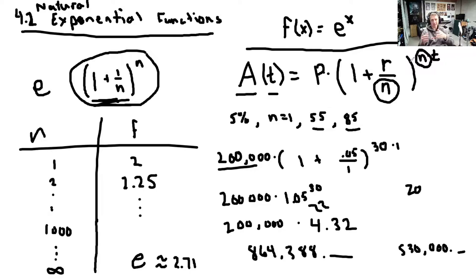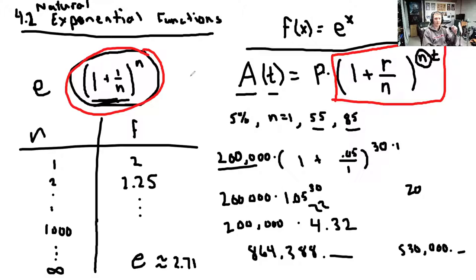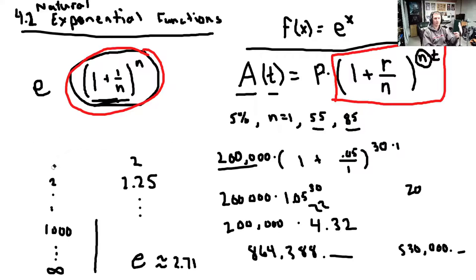The reason I haven't erased this example is because this is the end result of where we're going today. The natural exponential has a very, very similar form to what you see here. This looks oh so close to what we've got circled over here. If we replace r with 1 and take t equal to 1, that's literally the same thing. So this is a really interesting problem. What if the number of times we get our interest compounded in a year goes to infinity?